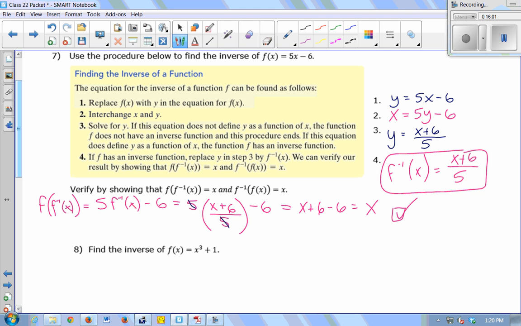All right, you really should also do the composition in the other order, but I don't really feel like it. So I'm just going to write it down. f inverse of f of x should also come out to x. I do the composition in the other order. Check.